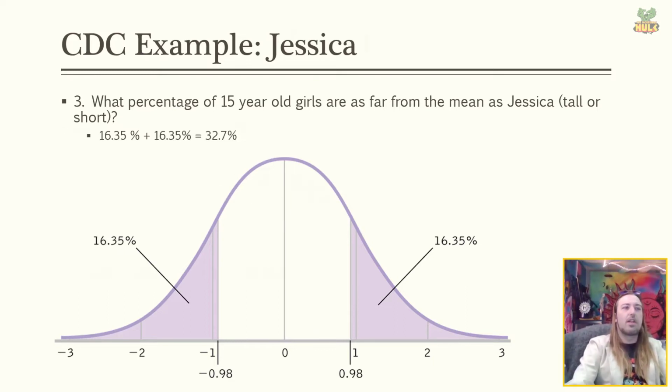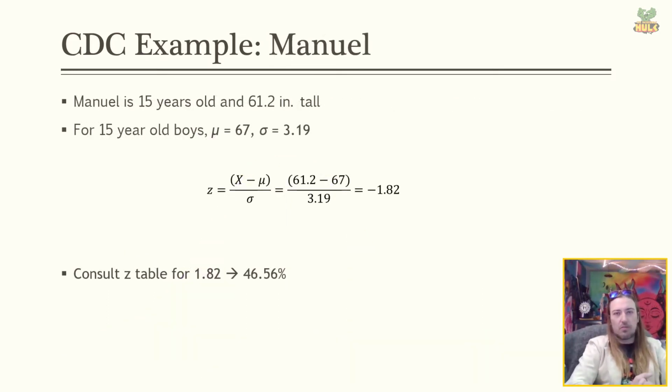Let's go through another example. Different individual, just to really make sure we hammer this home. Manuel is 15 years old. He's 61.2 inches tall. For 15-year-old boys, we have a mean of 67 inches and a standard deviation of 3.19. Again, this is given to us by the CDC, so we can treat these as population values. We calculate Manuel's z-score, and because Manuel is below the average, and it looks like considerably below the average, his z-score works out to be a negative 1.82.